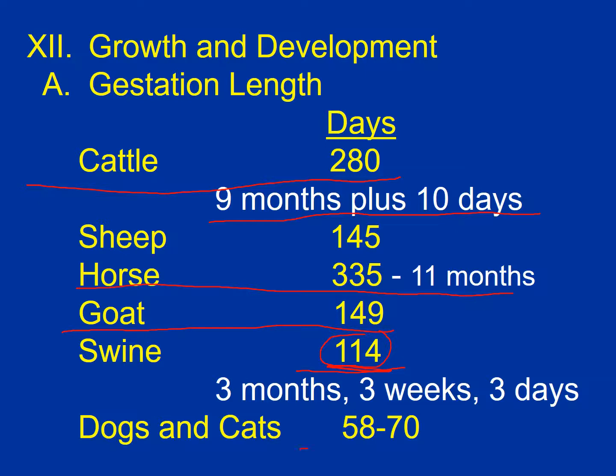And then we have dogs and cats, just about 2 months. And for those of you that may have pet mice, the gestation length for mice is only about 30 days. So there is a lot of variation among mammals as far as gestation lengths.